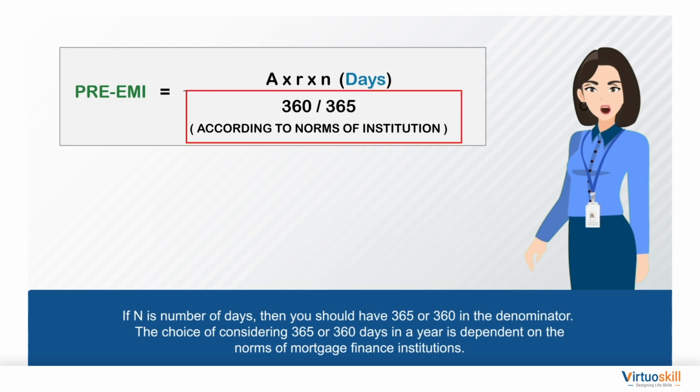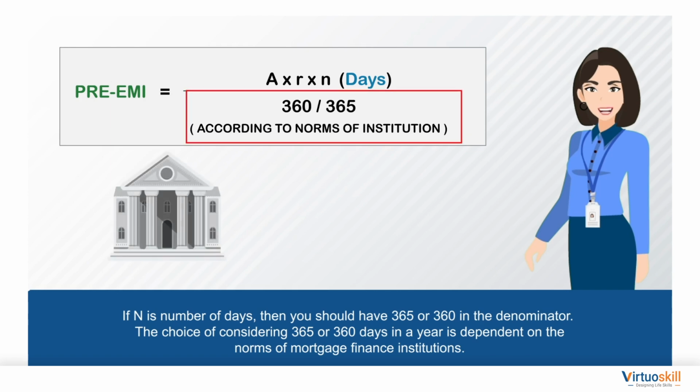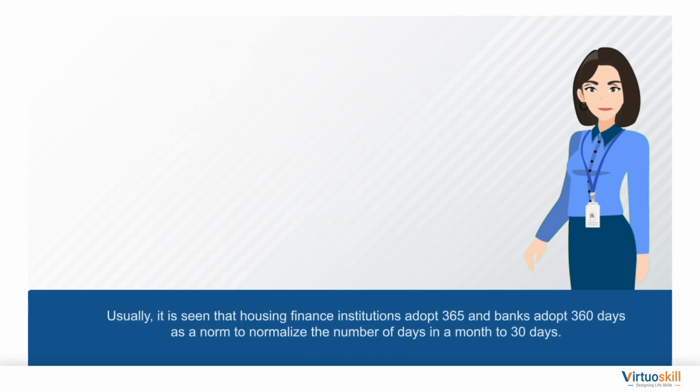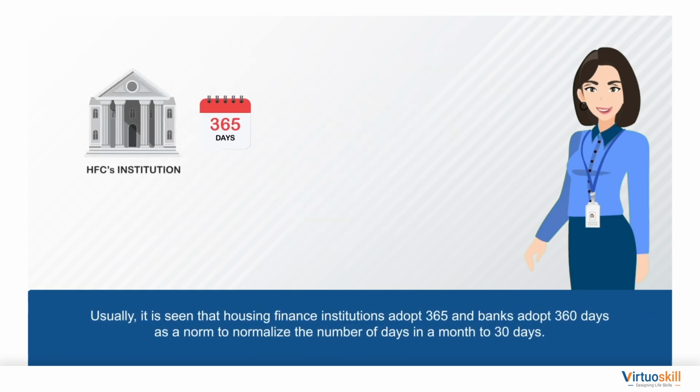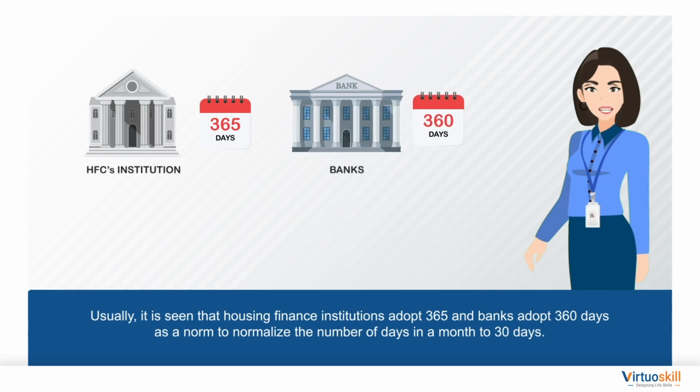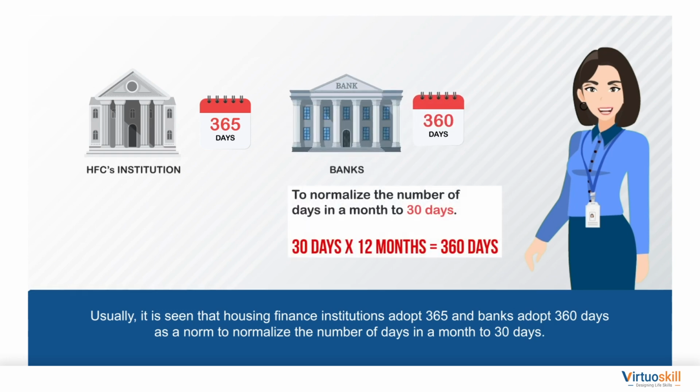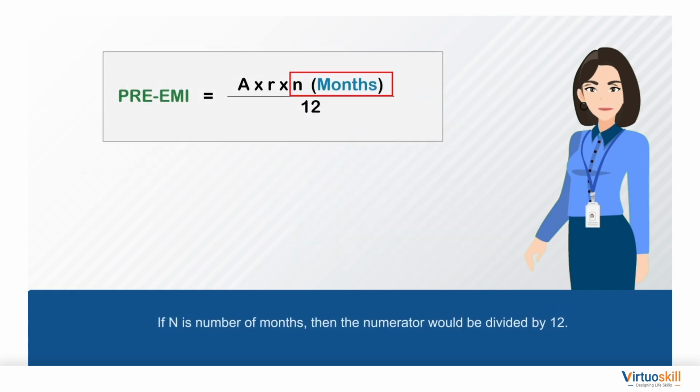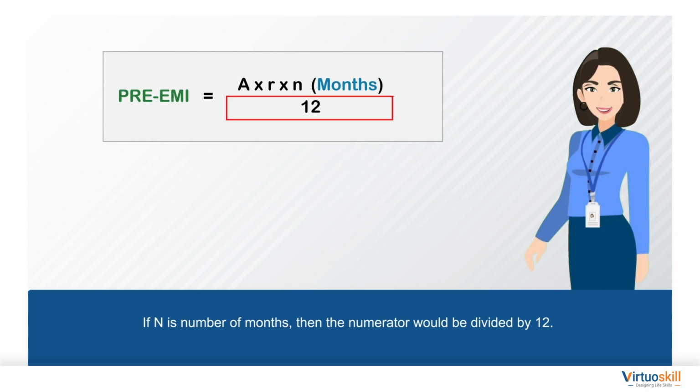The choice of considering 365 or 360 days in a year is dependent on the norms of mortgage finance institutions. Usually, it is seen that housing finance institutions adopt 365 and banks adopt 360 days as a norm to normalize the number of days in a month to 30 days. If N is number of months, then the numerator would be divided by 12.